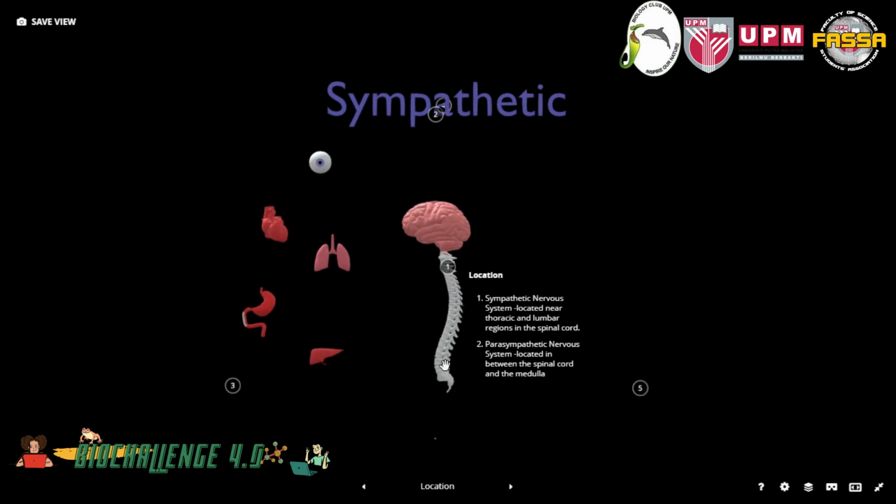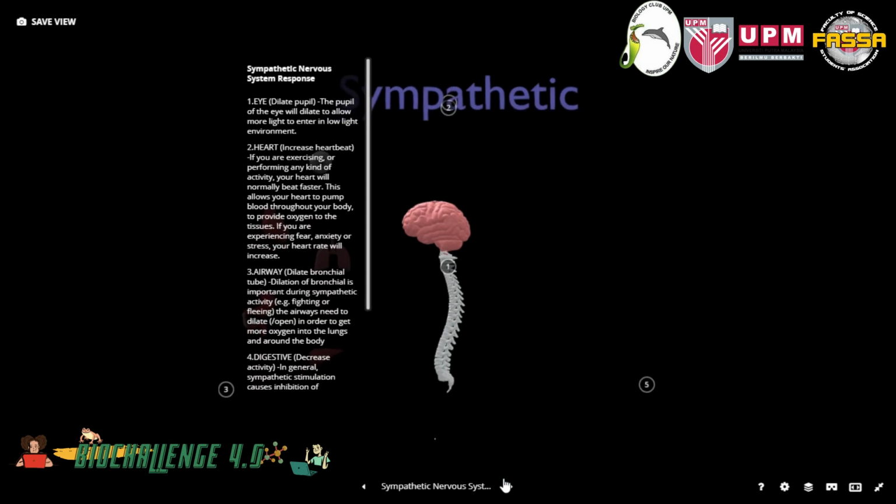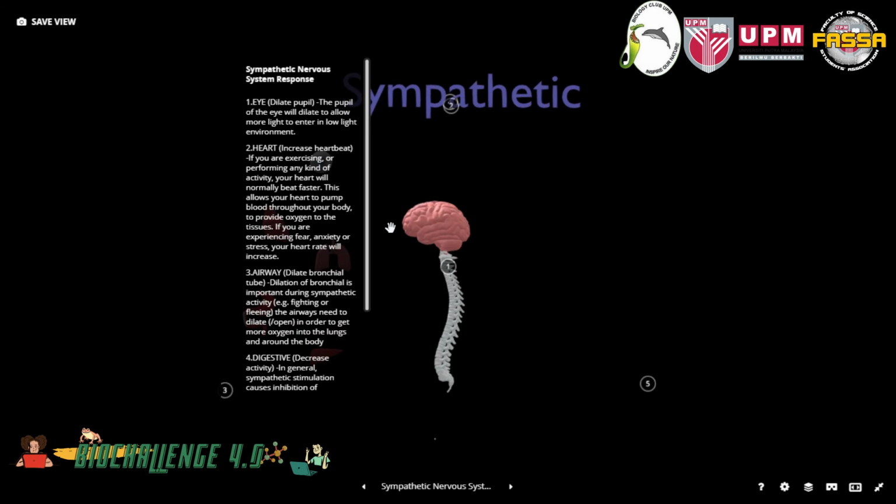As we can see here, this part explains the location of the sympathetic and also parasympathetic nervous system. The sympathetic nervous system is located near the thoracic and lumbar region in the spinal cord. Next, the parasympathetic nervous system is located between the spinal cord and also the medulla. Next, this is the response of the sympathetic, which is to stimulate the body's fight or flight response. Here is the sympathetic nervous system response.